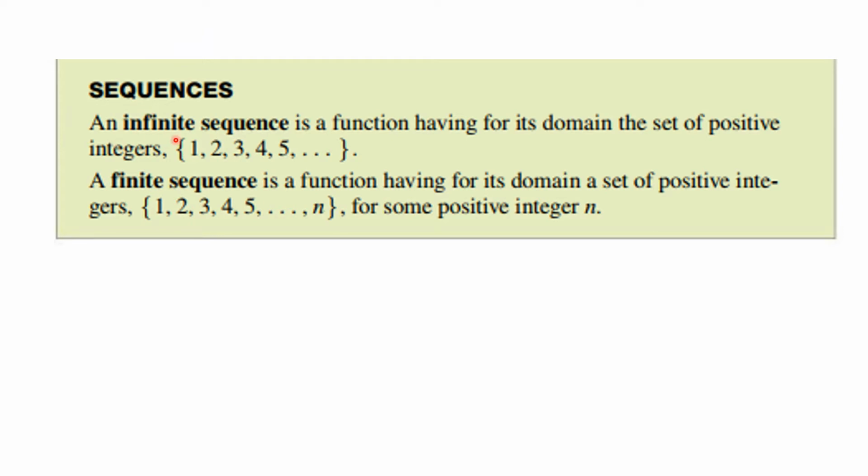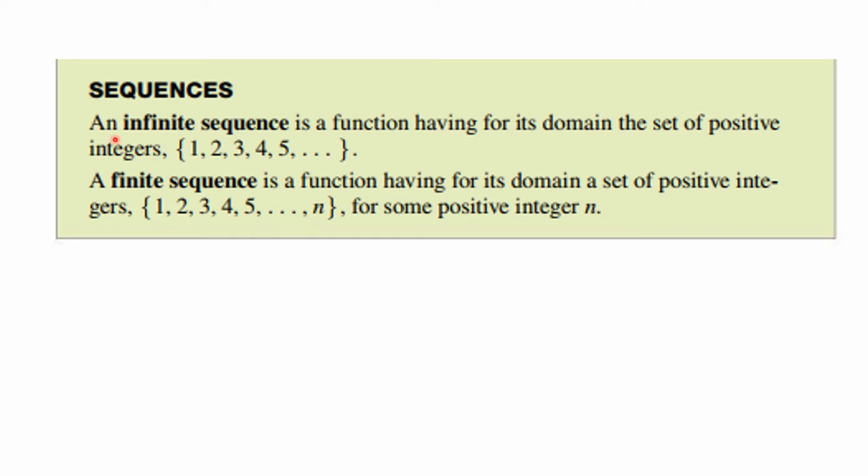So, what is a sequence? Well, a sequence can be infinite or it can be finite. A finite sequence is a function having for its domain a set of positive integers, 1, 2, 3, 4, 5, keeps on going all the way up to n, for some positive integer n. Now what this means is this is an ordered list of numbers. So there is a first number, a second number, a third number, a fourth number, a fifth number, and an nth number. But that is the sequence. It's the set of numbers. This is just the domain telling you there is an order.